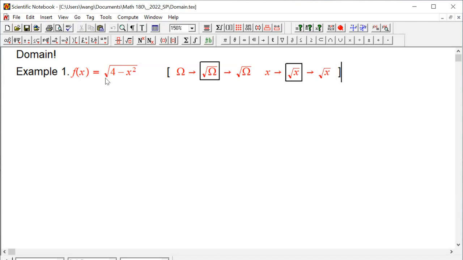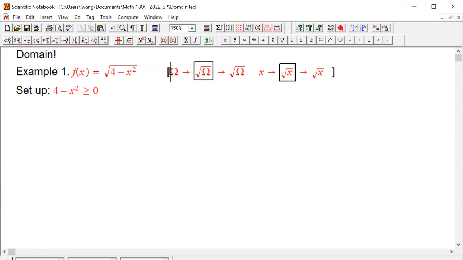So in this regard, to determine the domain, we need to set whatever is being taken square root of. So this is omega, and this quantity has to be greater than or equal to 0. So this is how we would set up to find the domain. There's always a model, right? From our simple function situation, 4 minus x squared has to be greater than or equal to 0. And then we're going to solve this inequality.